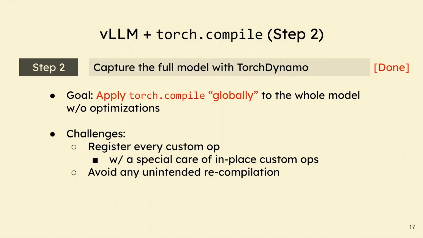However, to unlock more optimizations, we want to apply torch compile more broadly. So the second step is to use TorchDynamo to capture the full model. In the second step, we capture the entire model. But the challenge there is that we need to register every custom operation in a way that Dynamo can process. We want to avoid unnecessary recompilation. And we also have some special handling for in-place custom ops.